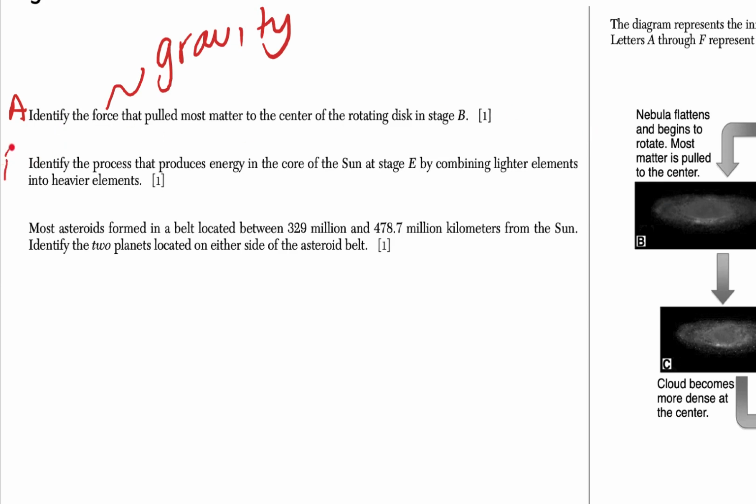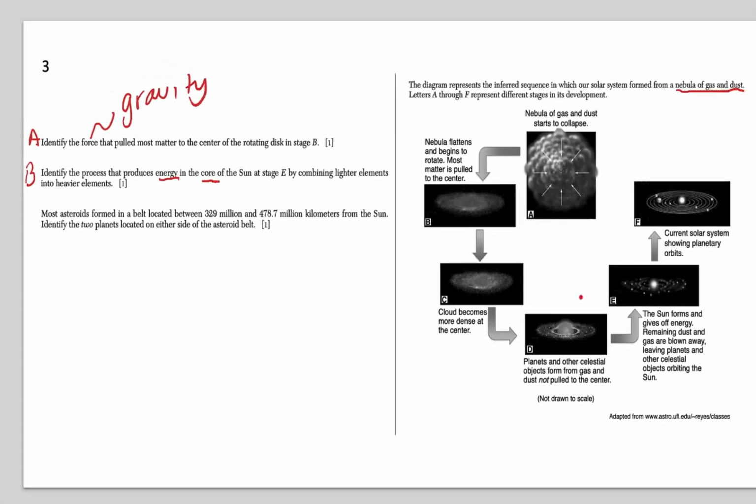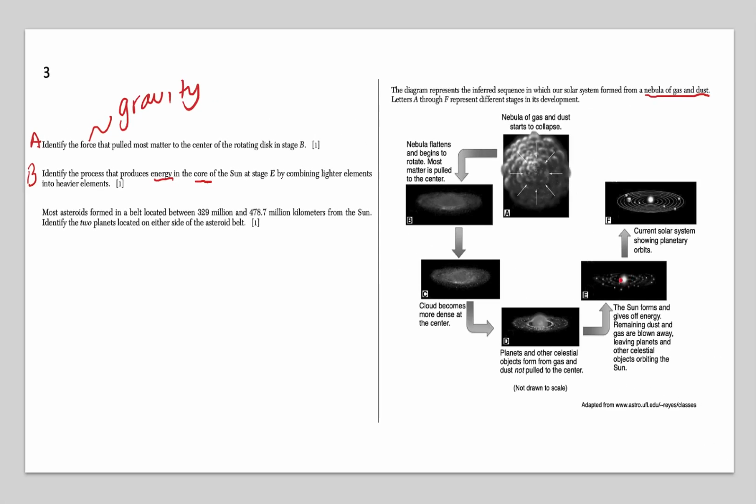All right, let's look at B. Identify the process that produces energy in the core. Those are your keywords here. That produces energy in the core of the sun at stage E. So at stage E, we have our fully developed star, which is the sun, and it has now entered the main sequence. Like, what is producing that energy? And notice they're saying combining light elements into heavier elements.